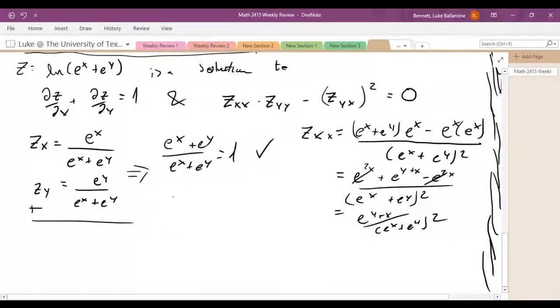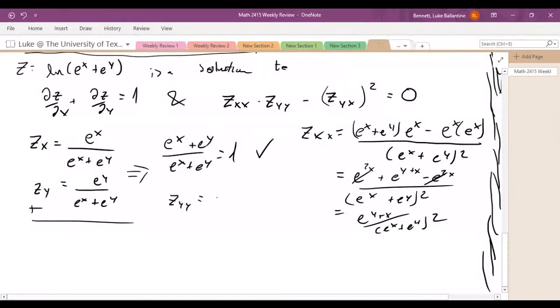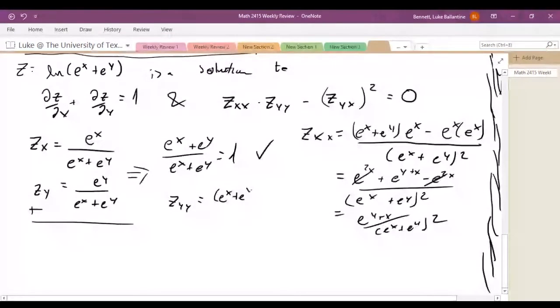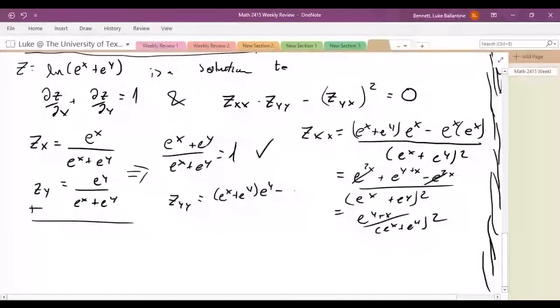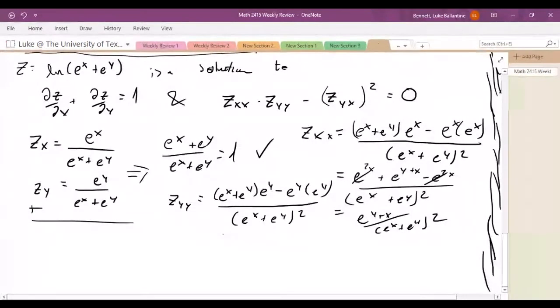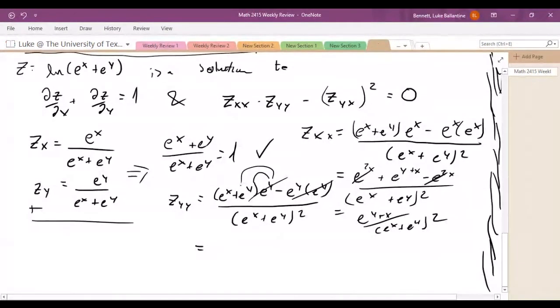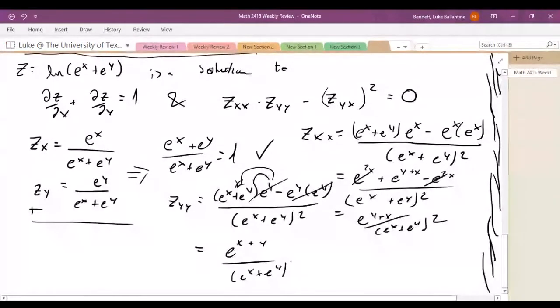Now calculating zyy, we have low d high minus high d low over the square of what's below. Well, that's the same thing, right? Because these cancel. Then we have this one, e to the x plus e to the y over e to the x plus e to the y squared.